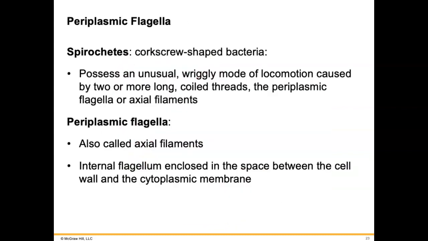Back to that periplasmic flagella we mentioned earlier. Spirochetes have that periplasmic flagella, and these guys possess an unusual wriggly mode of locomotion caused by two or more long coiled threads, the periplasmic flagella, or axial filaments. So that periplasmic flagella is also referred to as an axial filament. So that flagellum is enclosed in the space between the cell wall and the cytoplasmic membrane, as I believe I mentioned before.